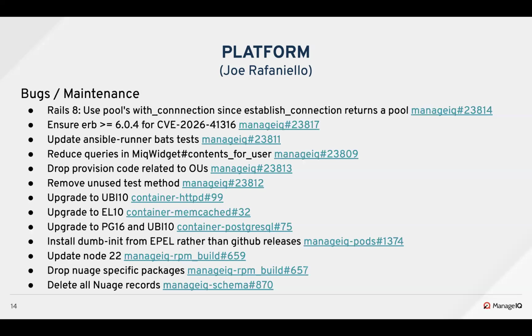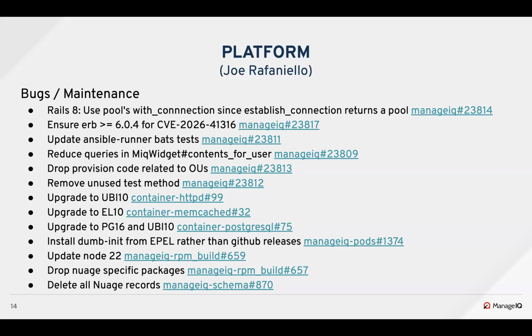He also updated the Ansible runner BATS test in core. I reduced queries in the contents for user MIQ widget method in core. Jason dropped the provision code related to OUs in core. He also removed an unused test method. Brandon did many upgrades. He upgraded to UBI 10 in the container HTTPD. He also did EL10 in container Memcache, and he did both in container Postgres. He installed dump-init from EPEL rather than the GitHub releases in pods.